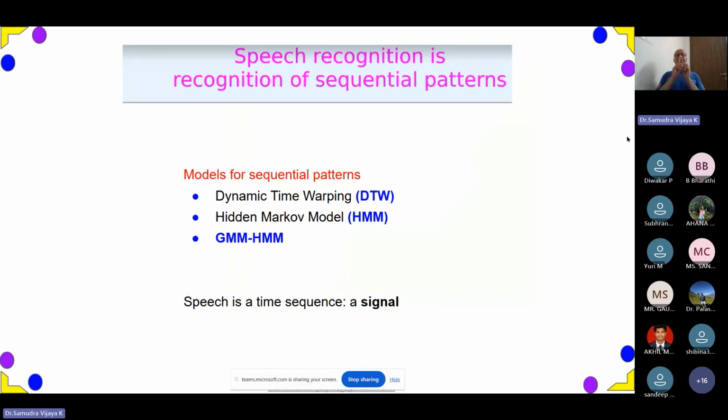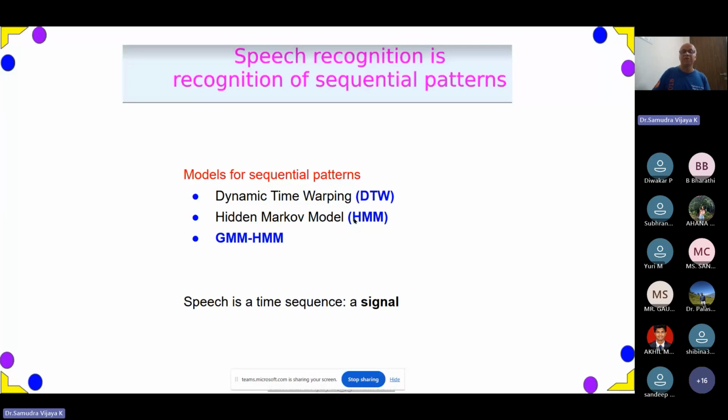So far we talked about recognizing one sound, but we want to recognize speech. Speech is a sequential pattern. Therefore, one of the models used is called dynamic time warping, which handles when I speak a sentence slowly and when I speak a sentence fast. So the time duration of the same sound or same word also can vary, and the dynamic time warping model is used to handle that.